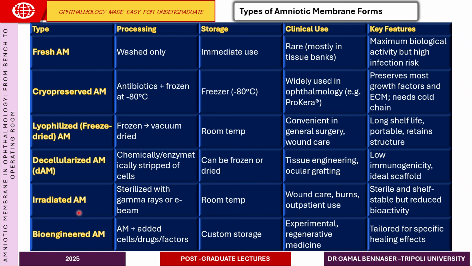The final one is the bioengineered amniotic membranes. And we will speak in detail about this one because this is one of the most important preparations that is used for stem cell transplantations and ex vivo expansion also, tailored for specific healing effects and most commonly used for experimental purposes.